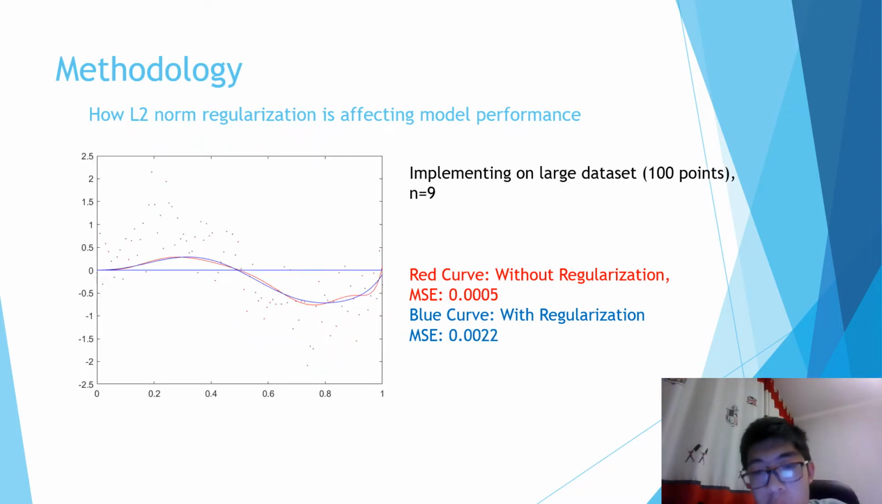Now that L2 norm regularization is improving the performance of the small dataset model, does that also work on the large dataset model? We can see from the plot that the two curves are very close and the mean squared error even rises a little bit. So it seems that the regularization method doesn't help on the large dataset.